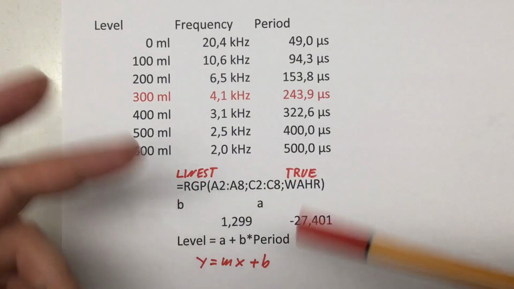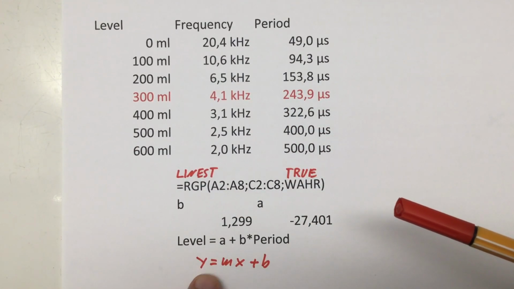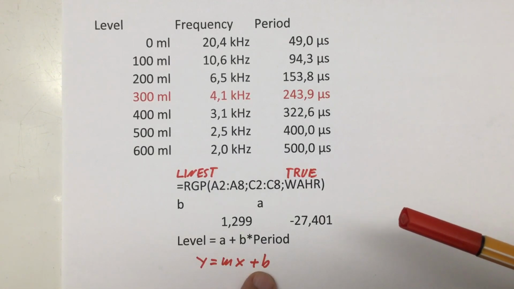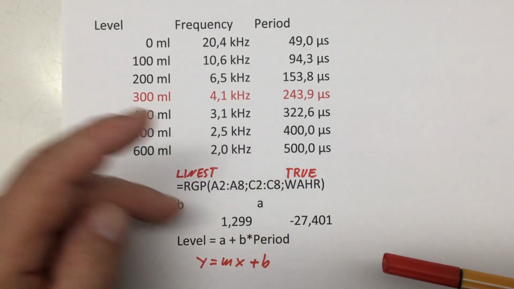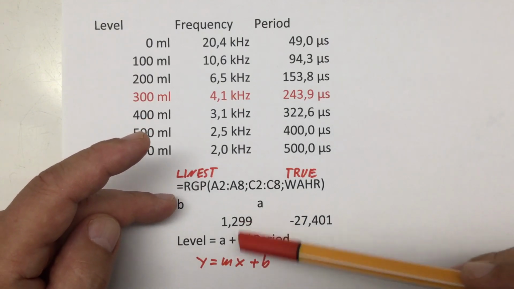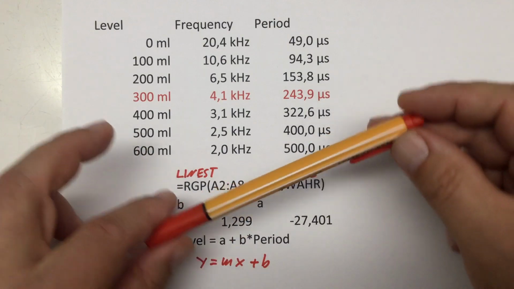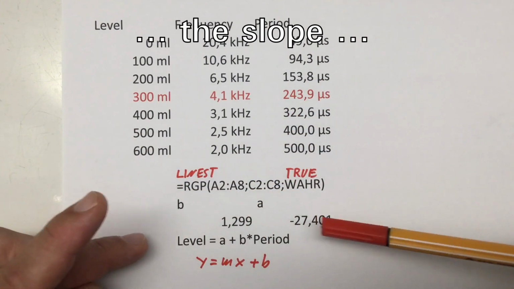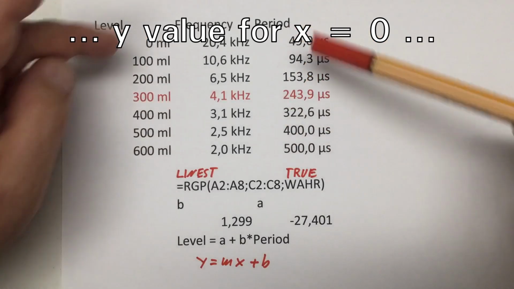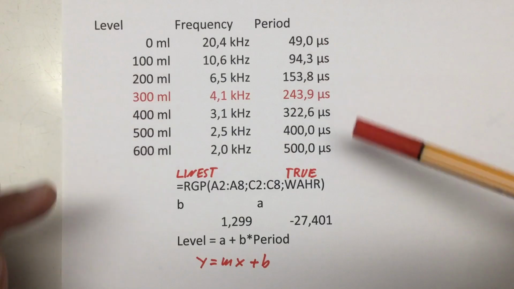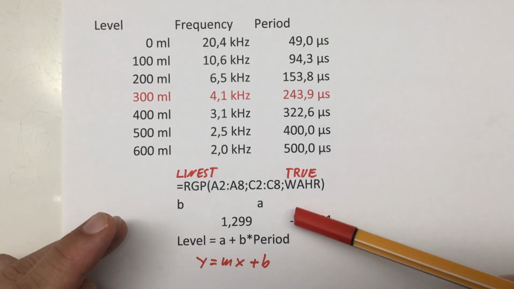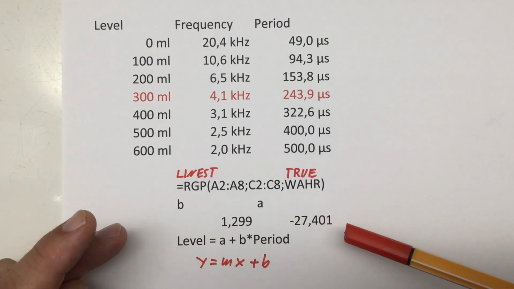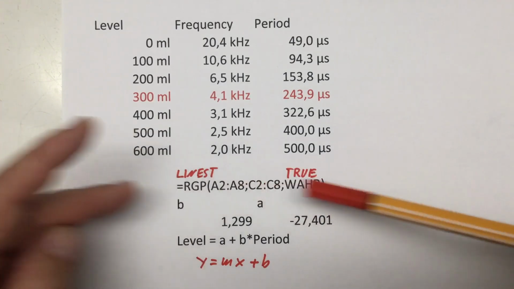is mathematically usually given as y. Your y value is equal to m, that's a constant, x plus b, so a certain offset. I just called them here b and a. So b is our multiplicator, how steep the line is, and a is the offset. And in our case, with these numbers here for milliliters and period, here given in microseconds, I come to 1.299 and minus 27.401.